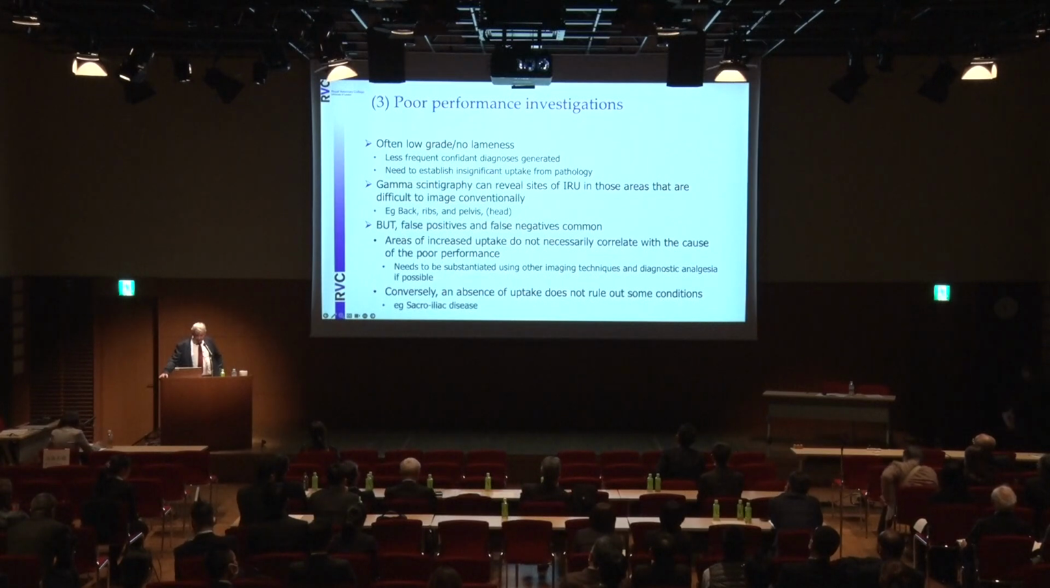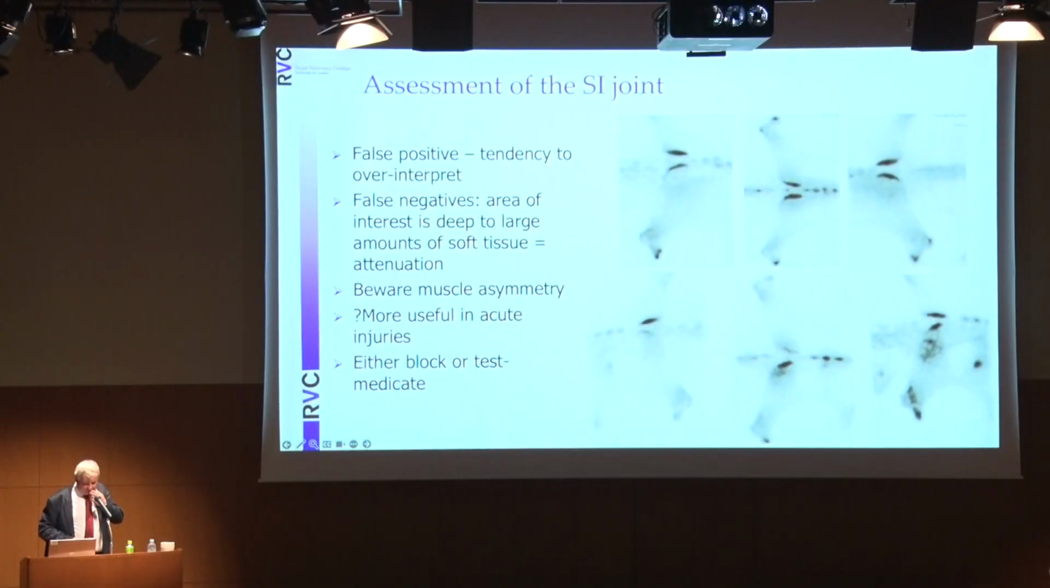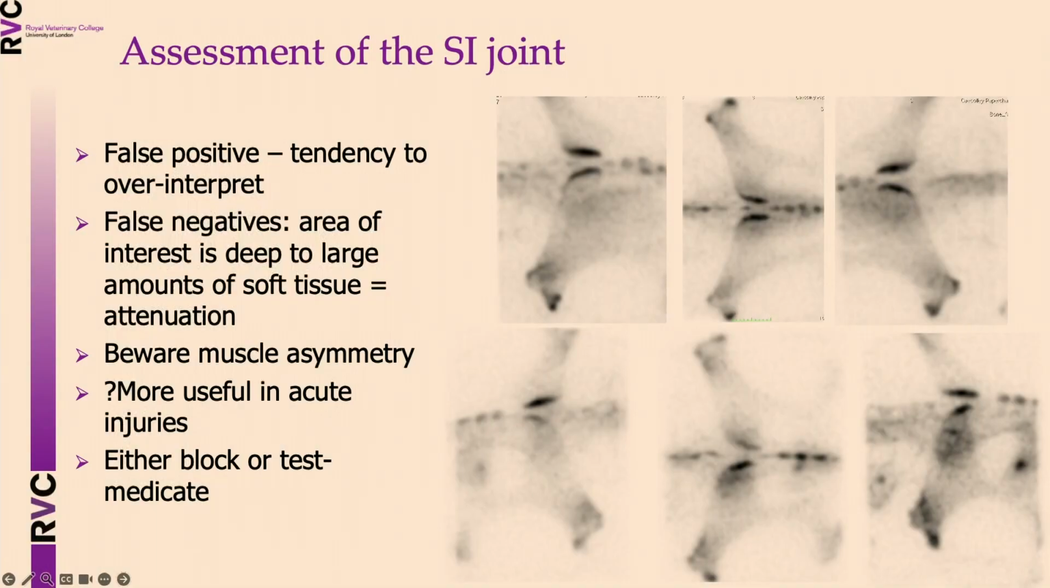But gamma scintigraphy can still show areas that are responsible for poor performance in those areas that are difficult to image in other ways. So the back, the ribs, the pelvis, and as I mentioned before, the head. But unfortunately, we have both false positive and false negative causes.